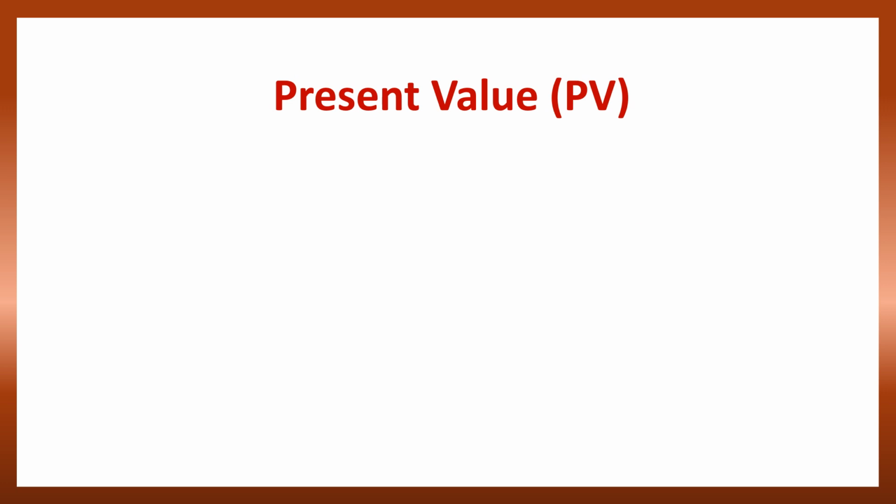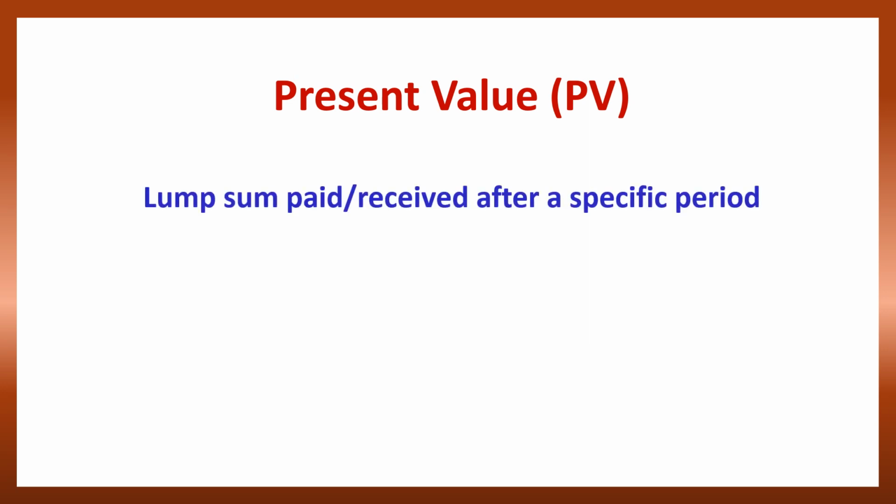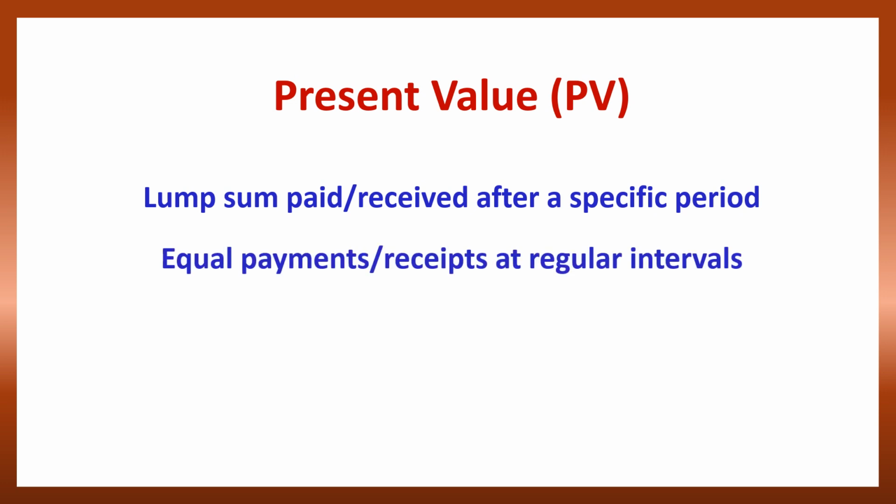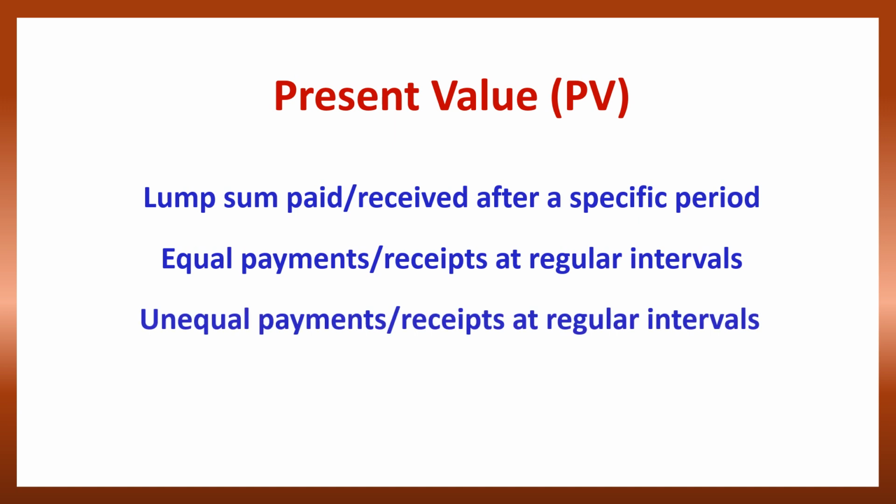Now, we can calculate the present value of an amount earned in the future. This can be done in three cases. The first case is to find the present value of a lump sum paid or received after a specific period. And the second case is where equal payments or receipts are made at regular intervals. That means 1000 rupees or 5000 rupees, the same amount is either paid or received every year or every month, like that. And the third case is unequal payments or receipts at regular intervals.